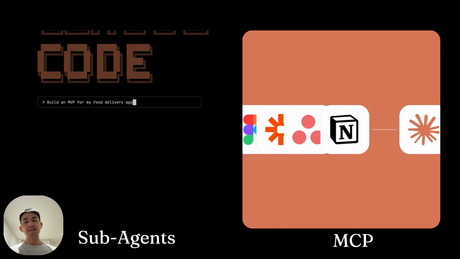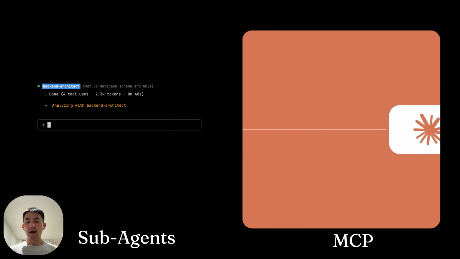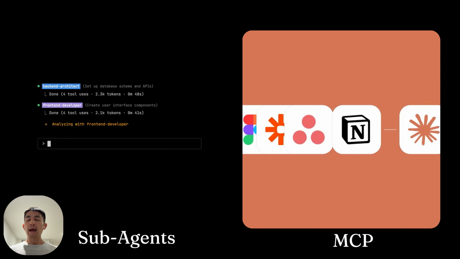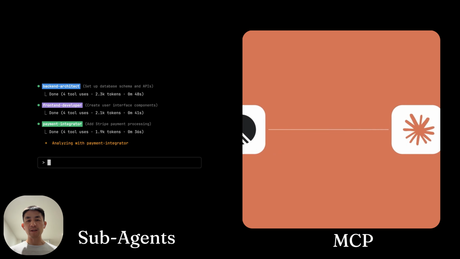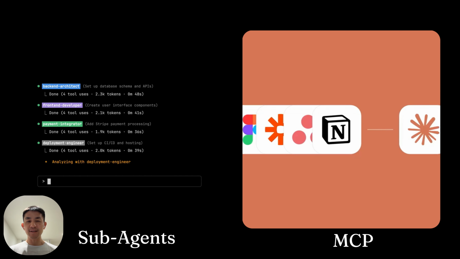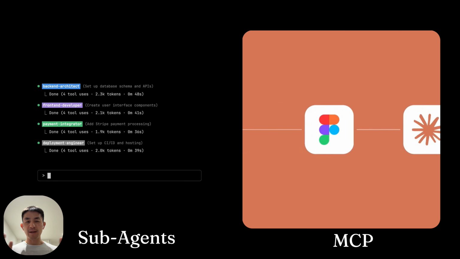A lot of people still ask, wait a minute, what about sub-agents and what about MCP? Are they the same thing or are they not? And while others have tried many different ways to explain it based on technical details, I think it's much easier to think of it in the following way.